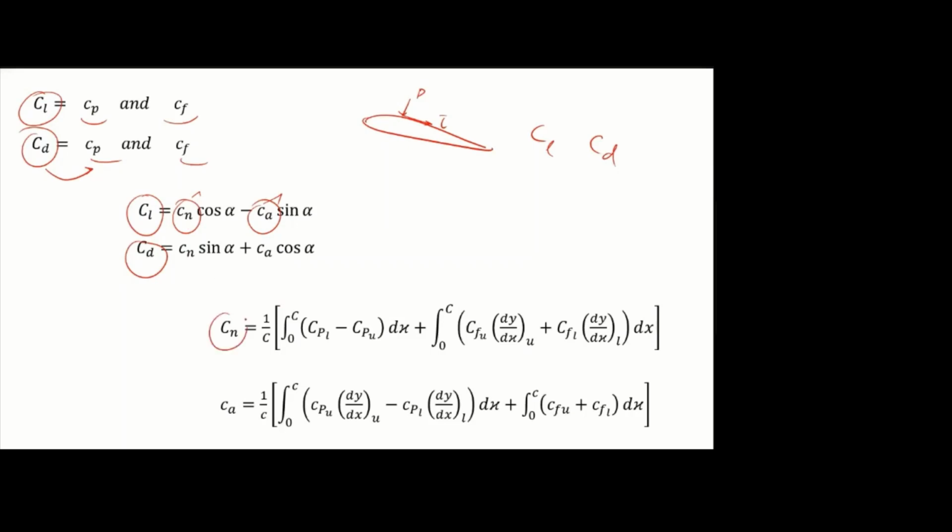Then we are writing this CN and CA, normal force coefficient and axial force coefficient, in terms of pressure coefficient and skin friction coefficient. Is that clear? So this is the final finding. Once you know the CP and CF, we can find the CL and CD. But in between, first we are writing CL and CD in terms of CN and CA, then CN and CA in terms of pressure and shear stress. This is the step. Is it clear? Now we can go to the derivation.